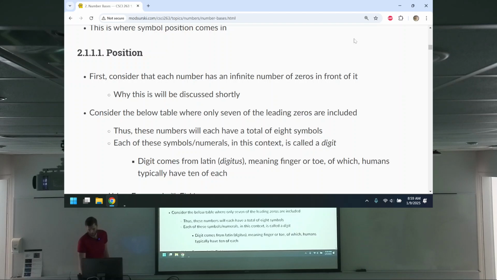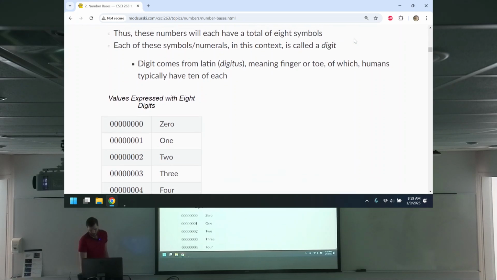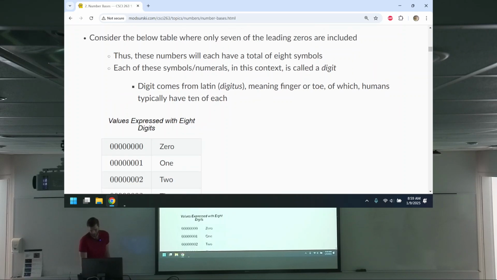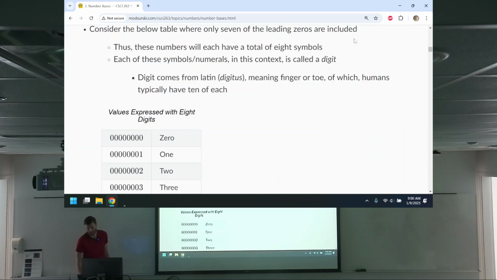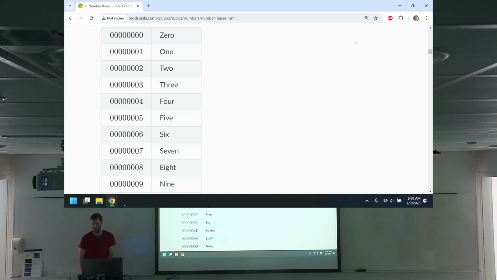So consider the below table where only 7 of the leading zeros are included. Here we have 8 digits, thus these numbers will each have a total of 8 symbols. Each of these symbols, numerals, in this context is called a digit. And digit comes from the Latin digitus, meaning fingers or toes, which is funny, of which we usually have 10. Humans are obsessed with base 10. I think it's because we have 10 fingers. We really like this. So there we go.